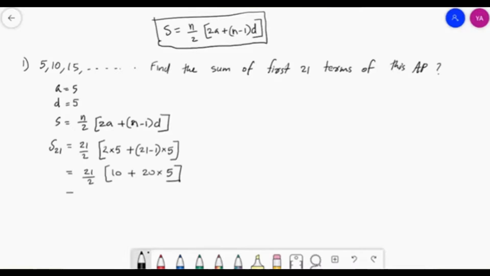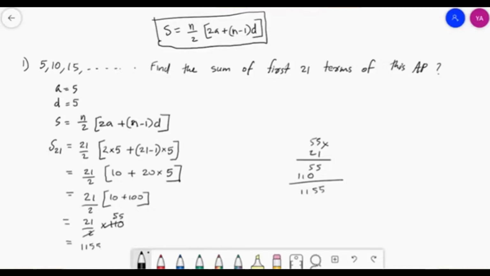And next step, 21 by 2 into (10 plus 100), which is 110. So next step, 21 by 2 into 110. You can cancel by 2, yes, 55. So the answer will be 21 times 55. We just multiply 55 into 21. So 55 and 110, you add them and you get the answer.